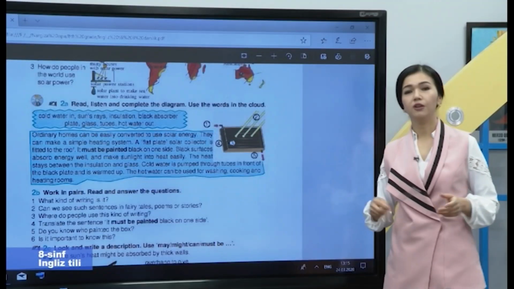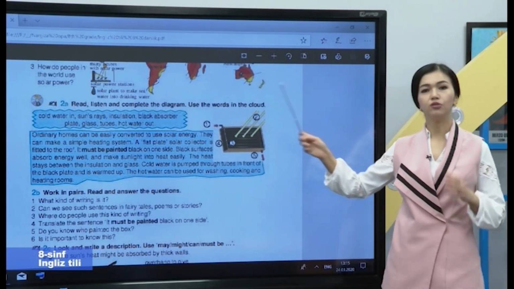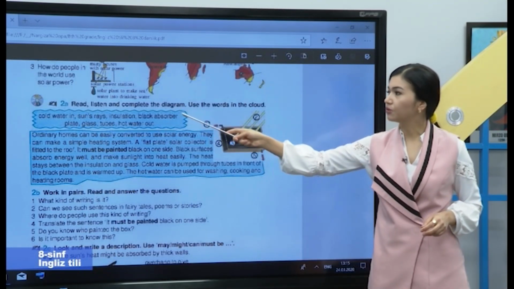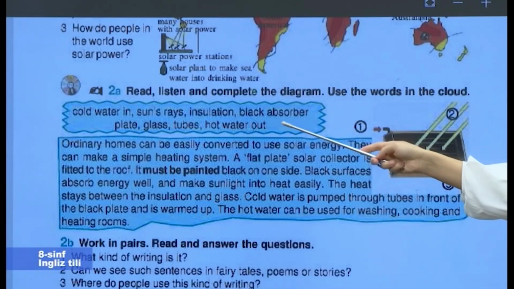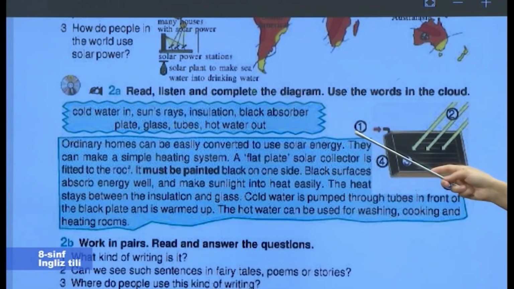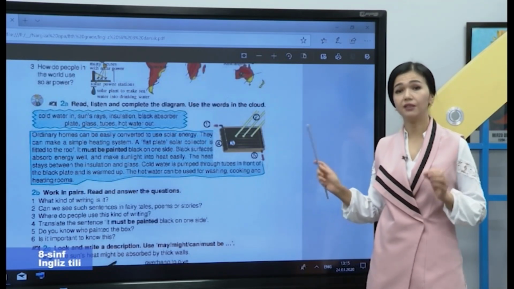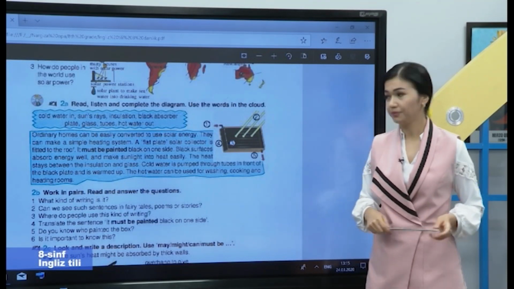So now we got acquainted with the text, and let's read the words and try to know their meaning. Cold water in, sun's rays, insulation, black absorber, plate, glass, tubes, hot water out. Dear pupils, I'm not going to translate the whole text because you are already in grade 8 and you should understand at least the meaning of the text, and do this task yourselves.